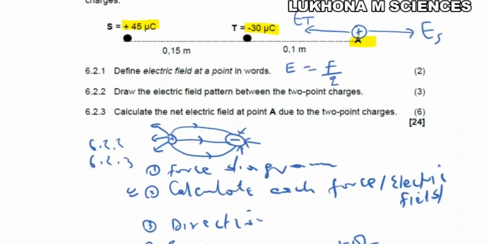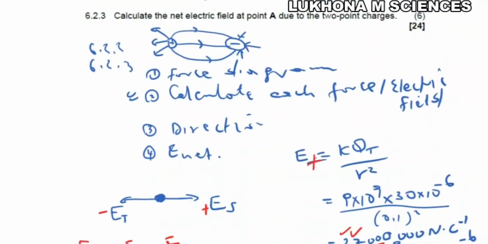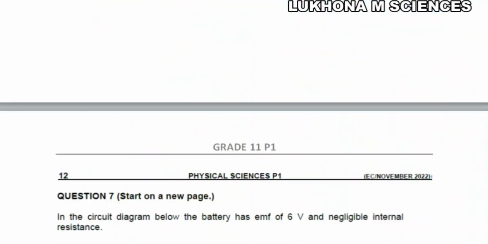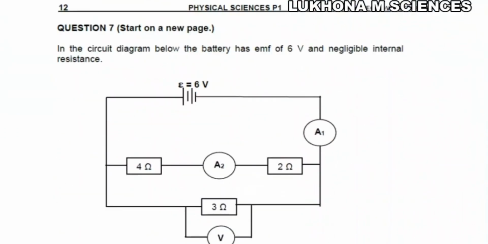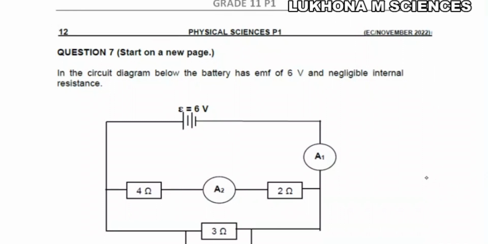You get 24 marks. Let's go to electric circuits. That is the last question of this question paper. Electric circuits: in the diagram below, a battery has an EMF and a negligible internal resistance. So we are going to answer the questions here.